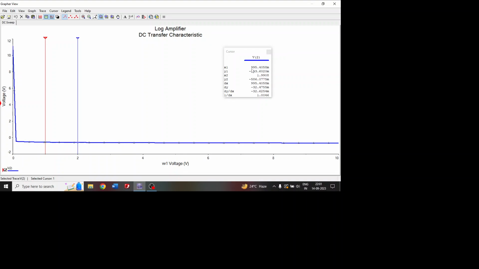So you can verify x1 is 995 and x2 is 1.99, which is approximately 2. Since I am moving the cursor manually, exact location is slightly difficult. Now what is the difference between these two? Now this should be voltage v1 and this should be voltage v2. Difference between these two should be equal to logarithm of v in 1 by v in 2. Okay, v in 1 is 1 volt, v in 2 is 2 volts. Logarithm of 1 by 2, log 0.5. That is the value which we will be getting here, and that value is represented as dy minus 32.4755 millivolts, or in volts minus 0.032. That will be the voltage.